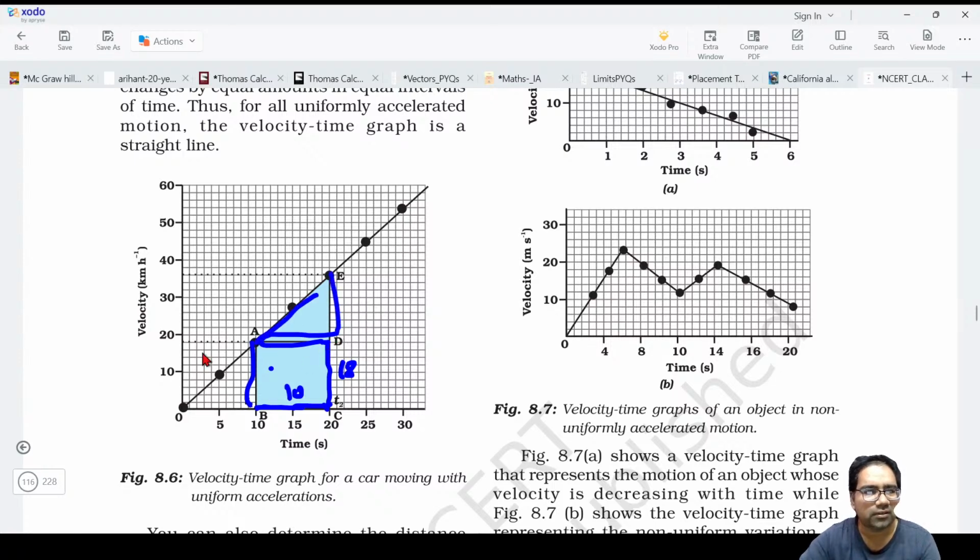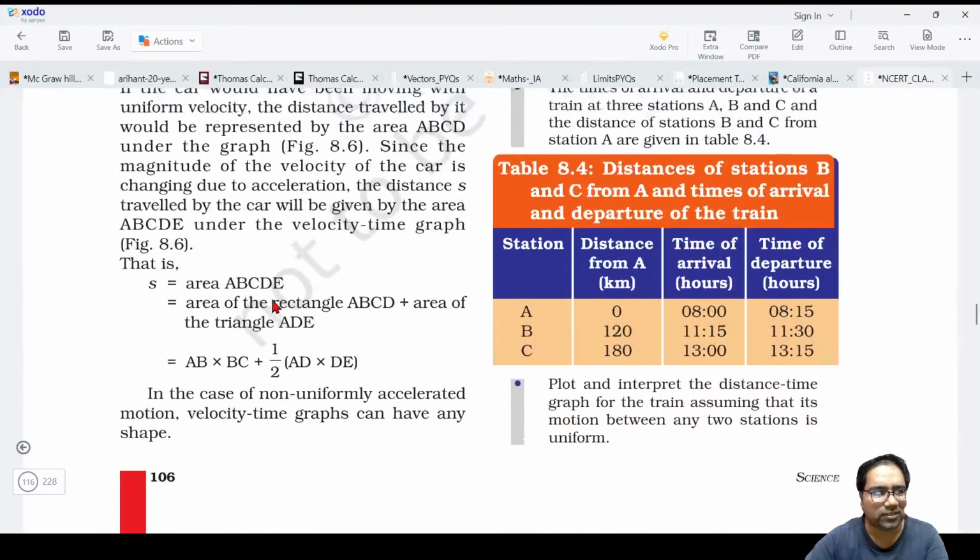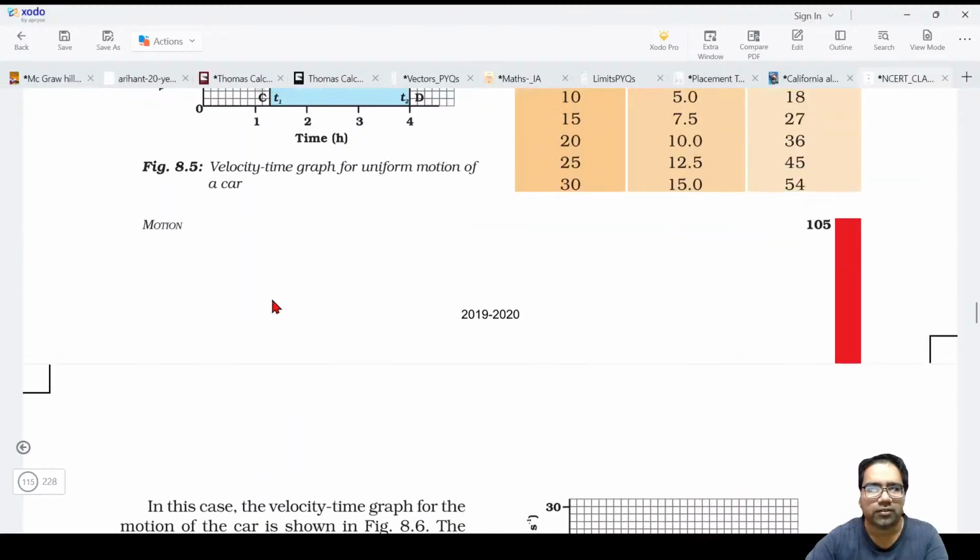Its height is 14. How? This much is 18, no? This part is not 20, it is left open. So it is not 20. That's what he is doing, he would have done.